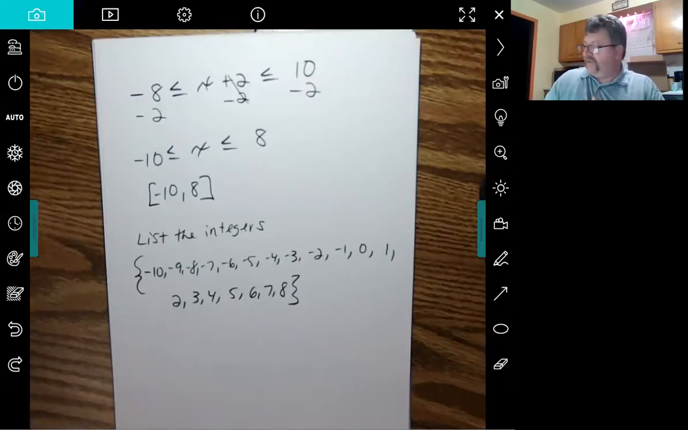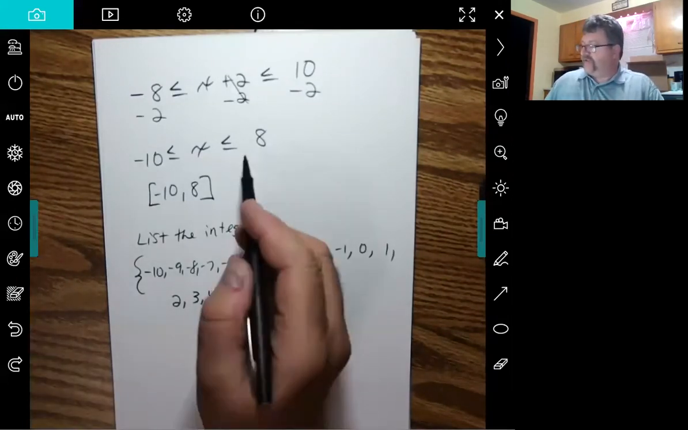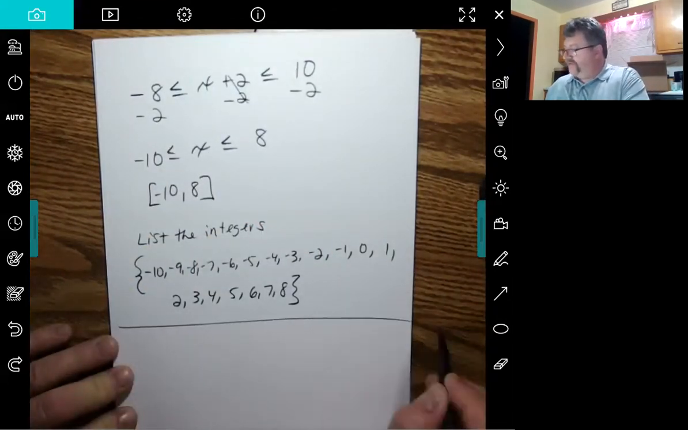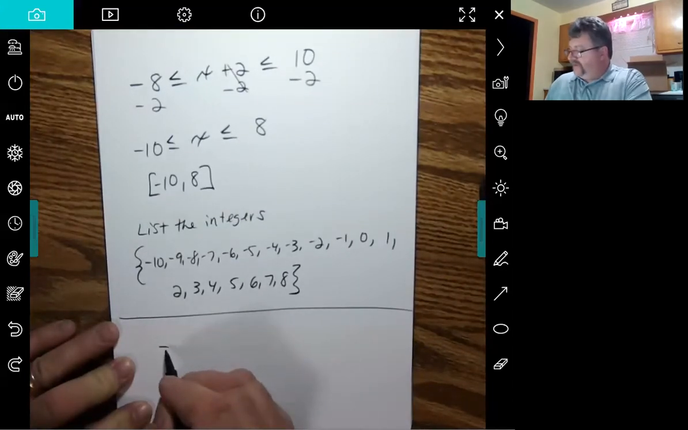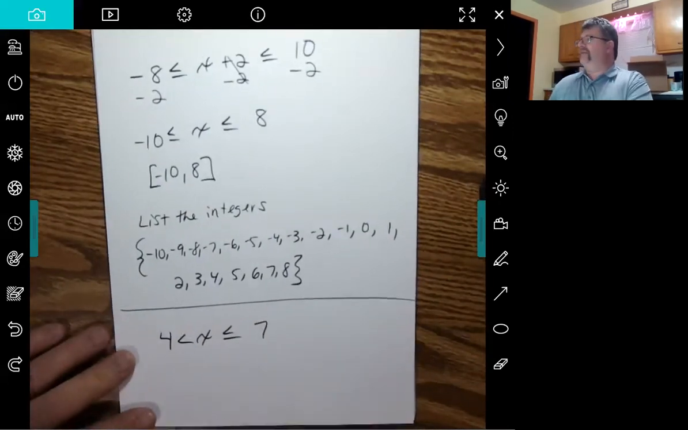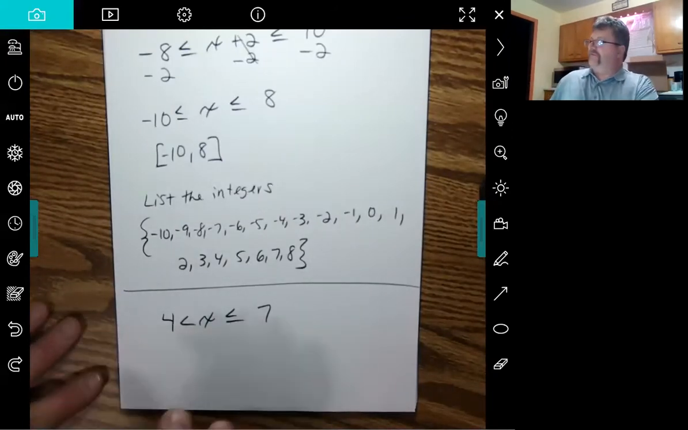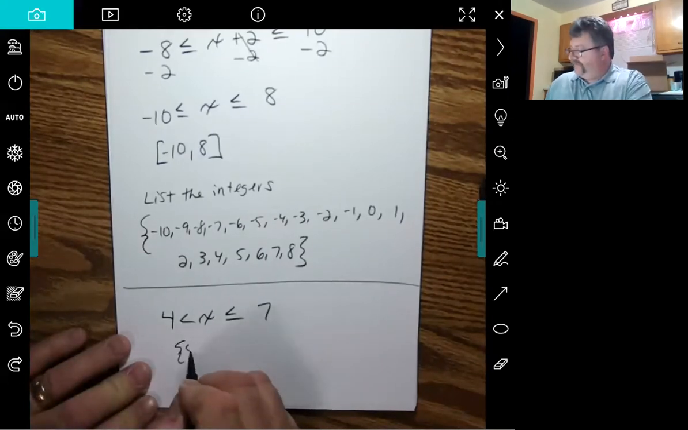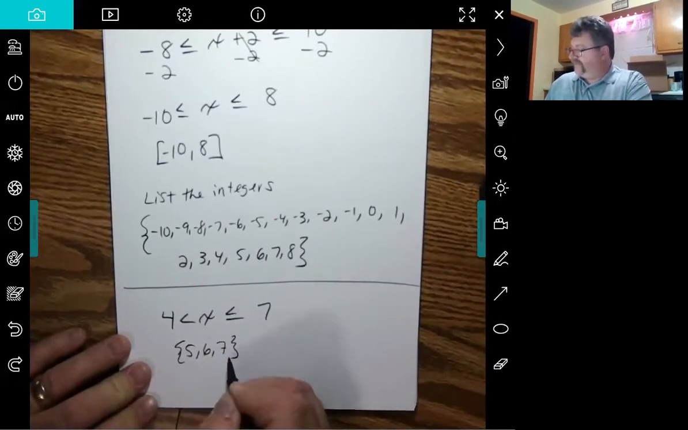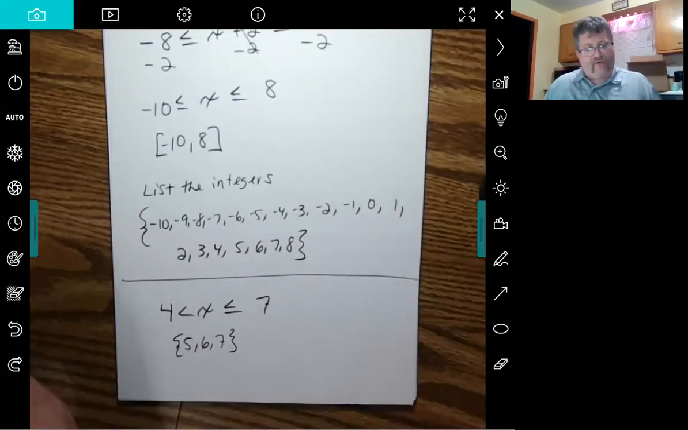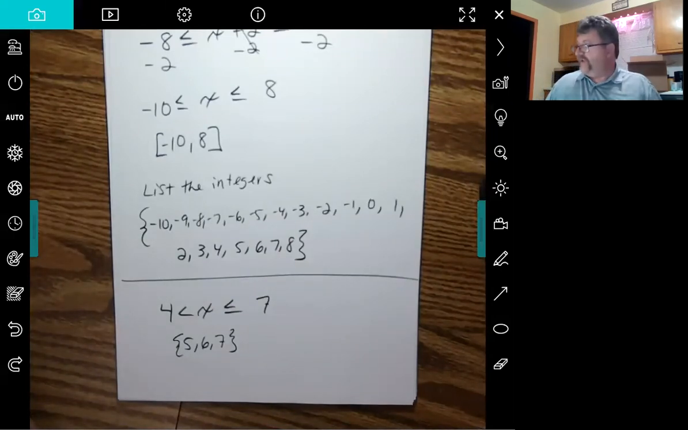Watch out for that. I remember a problem on one of the exams that asked a question like this, except I think one of them was maybe not an or equal, so maybe something like this. 4 is less than x is less than or equal to 7, something like that. List the integers that fall into this category. Well, 4 does not fall into that category. So it'd be 5, 6, and 7. Okay. So watch out for something like that. But otherwise, inequalities are really very similar to equations.